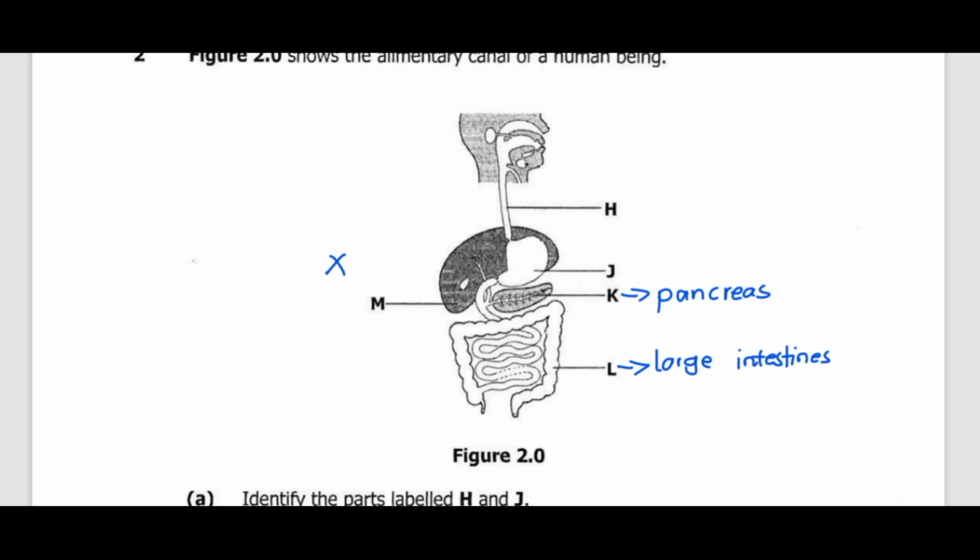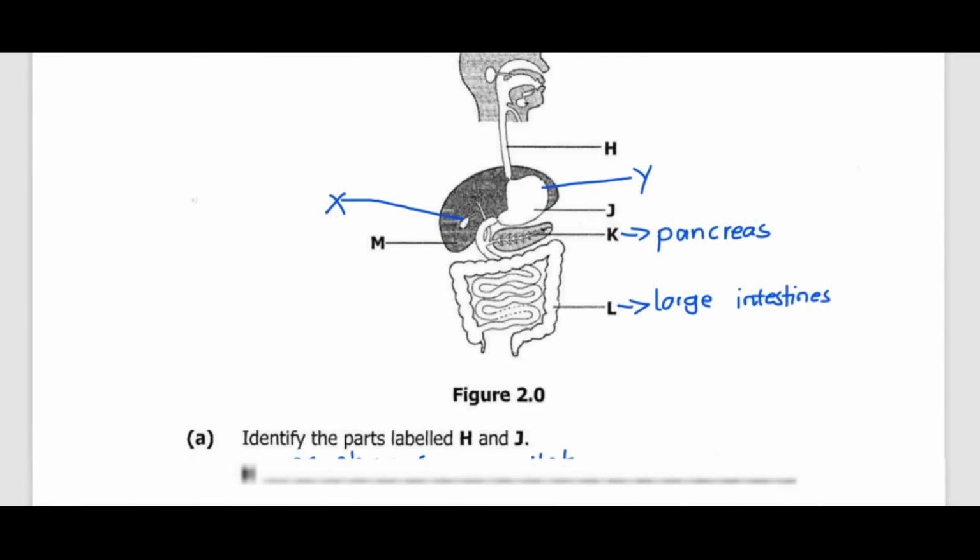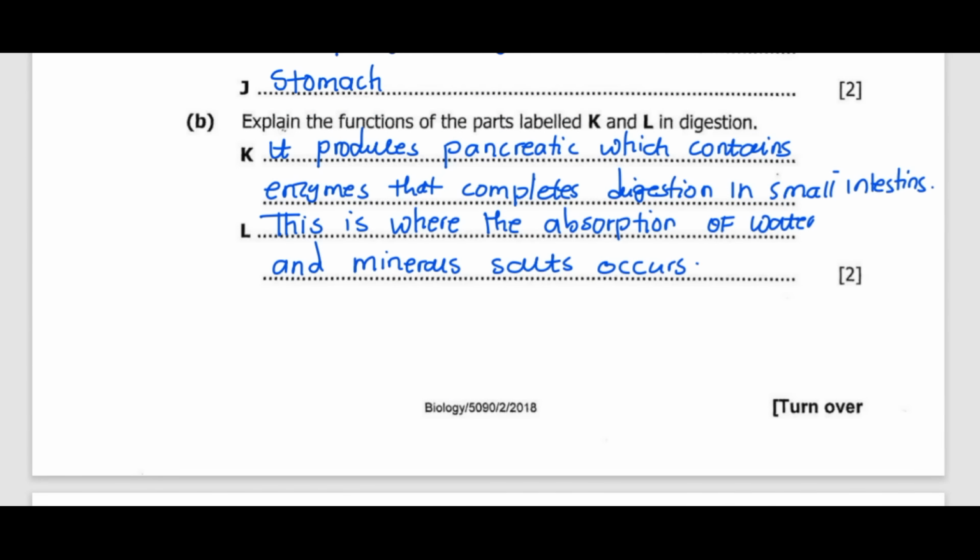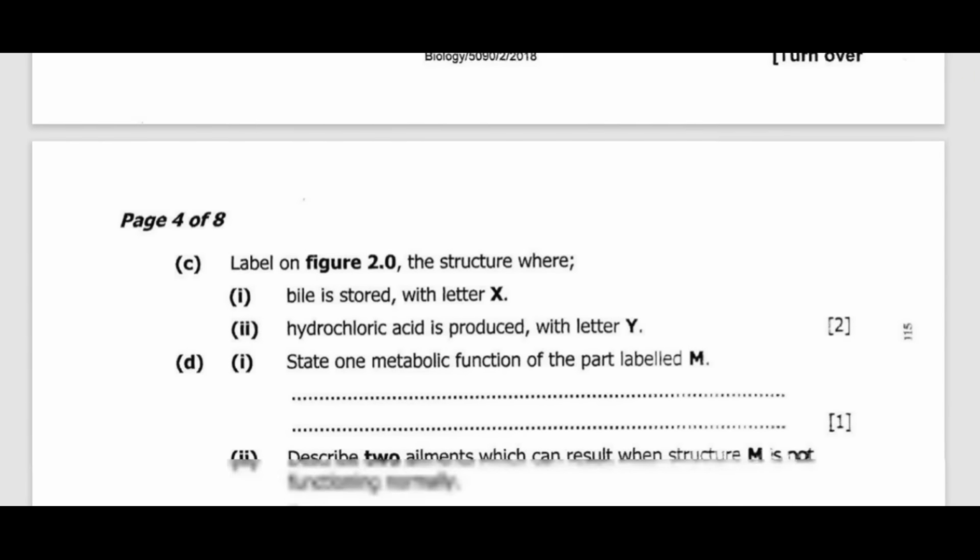So the bile salt is stored by the gallbladder, so this structure here. Then for hydrochloric acid, we know that hydrochloric acid is produced in the stomach, so this is where our Y is. Then we also have to look at the functions of the bile salt as well as the hydrochloric acid in terms of digestion.